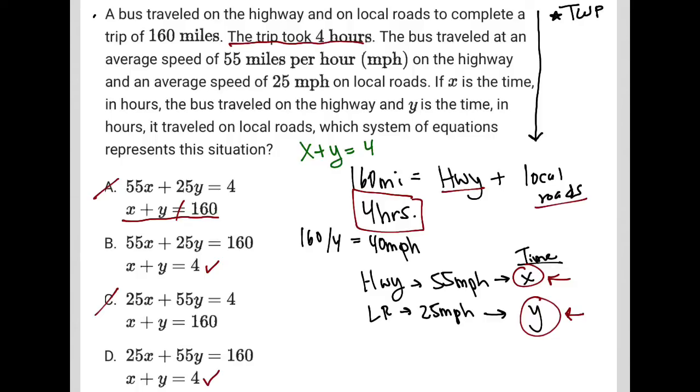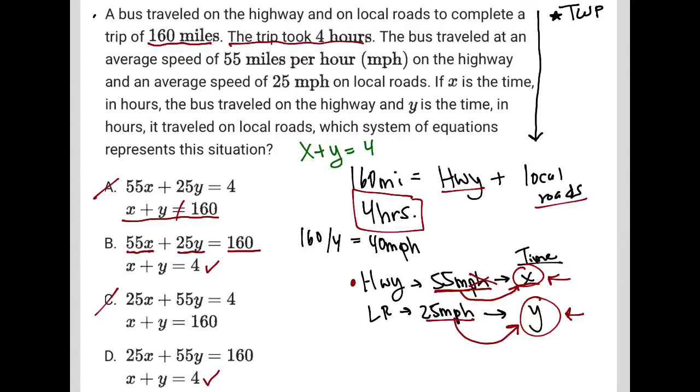Okay, so what do we have left? We have this 25 and 55 situation. So we know that 55 goes with the X and 25 goes with Y. So I should have something that reflects that in my answer. So looking at choice B, which is the first answer choice not crossed out, I do have 55X. And I do have 25Y, and I do have 160. Well, what's 160 again? 160 was a total. Okay, so I see. So 55 times X should give me the number of miles on the highway, right? 55 miles per hour times X hours would cancel out the unit of hours and leave us with only miles.